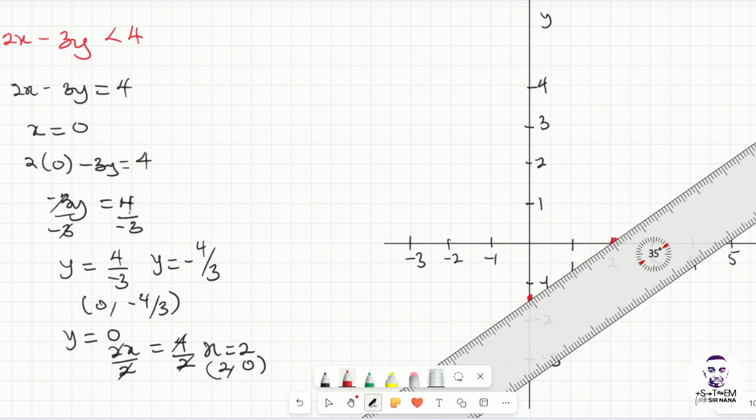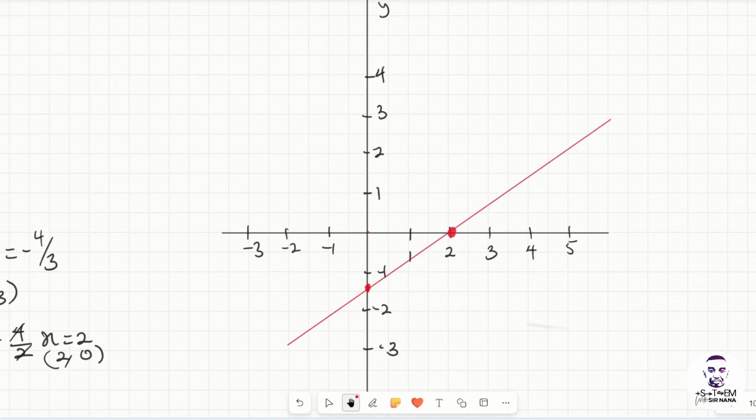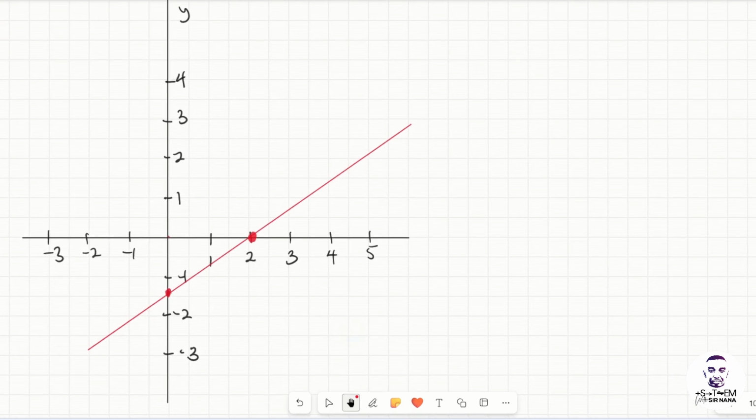our line, right? So in this type, we are considering a linear graph, which is 2x minus 3y is equal to 4. But then we want 2x minus 3y, which is less than 4. So what we are going to do is that we want to test values. So we can pick the origin values, right? So we want to test values for the inequality.